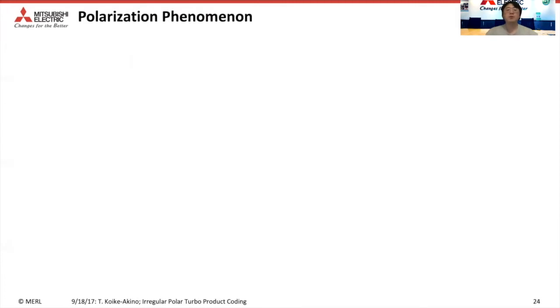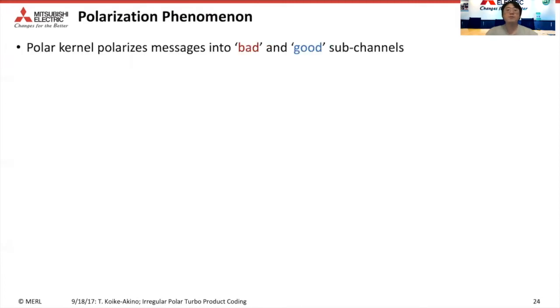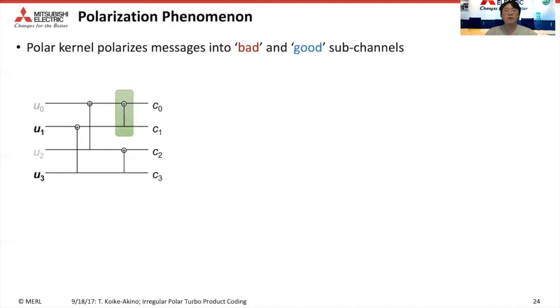The polar code uses the polarization phenomenon, which uses a polar kernel when it takes 50% erasure probability. The upper branch provides a worse erasure probability of 75%, and the lower branch provides a better channel having 25% erasure probability. By repeating polarizations, we can create very bad subchannels and very good subchannels. We can polarize the reliability.